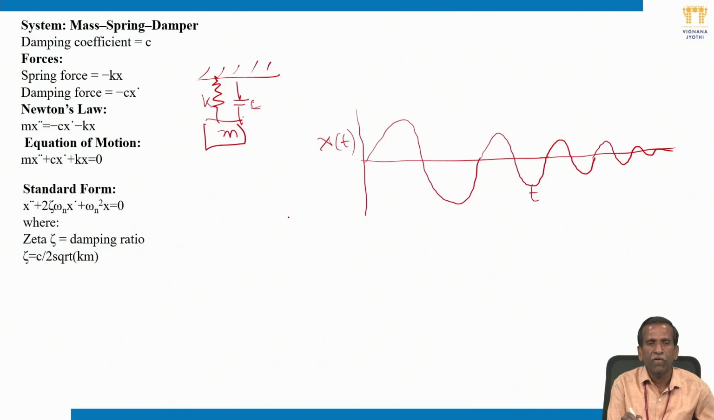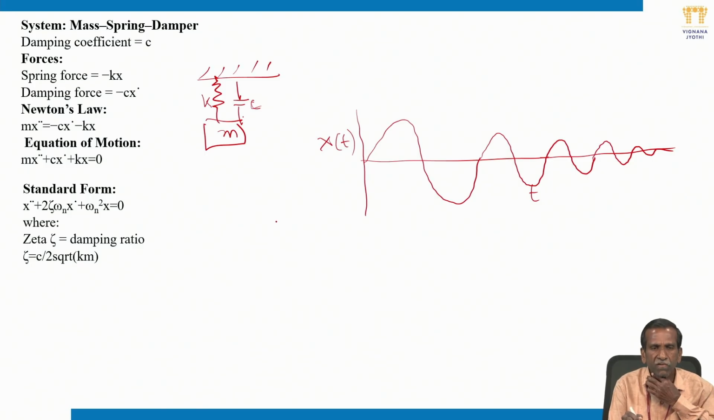So the standard form we can write by dividing each term by m, then x double dot plus 2 zeta omega n x dot plus omega n square x equals zero. The meaning of omega n, as you usually know, is root k by m, and zeta is the damping ratio.